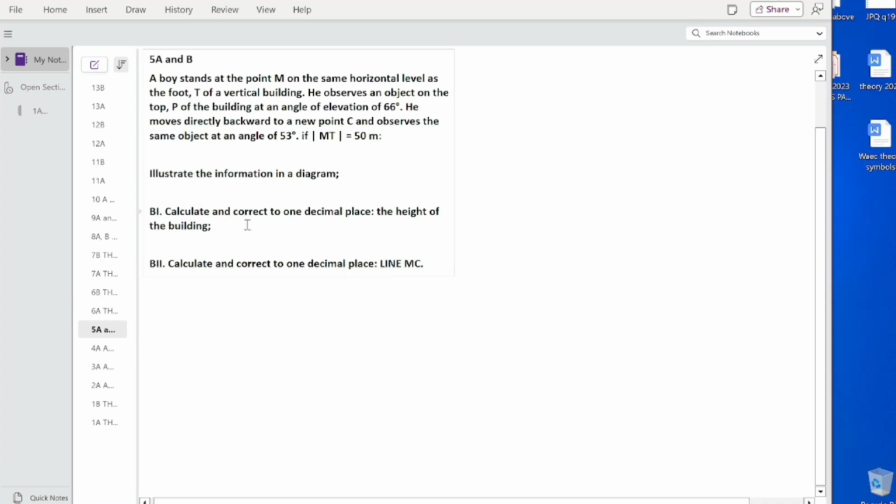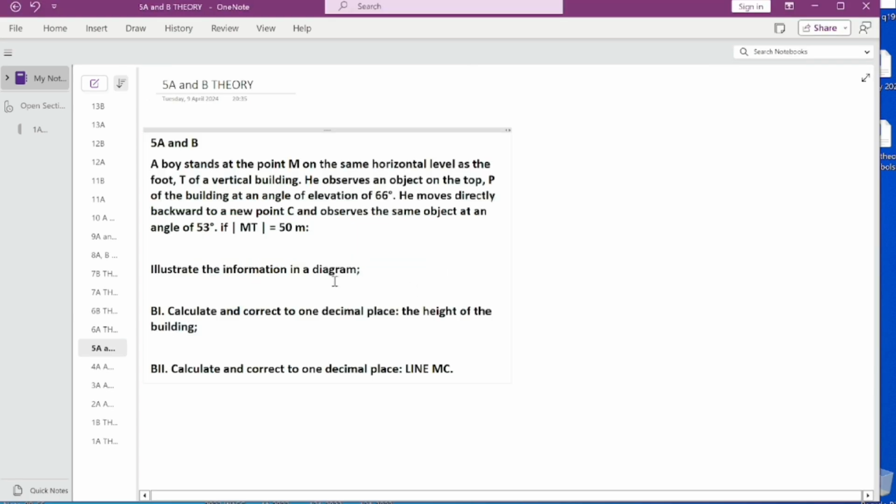B1, calculate and correct to one decimal place the height of the building. Calculate and correct to one decimal place line MC. So let's illustrate the information.